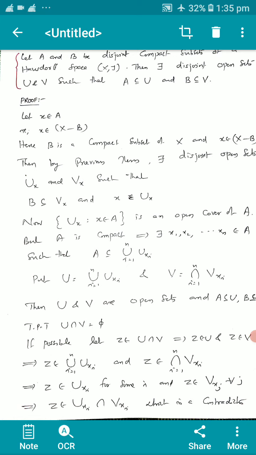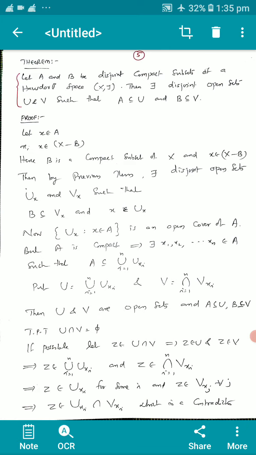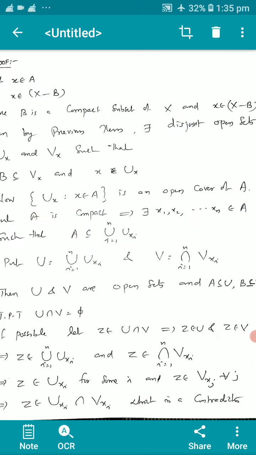Now the collection {Ux : x in A} is an open cover of A. But A is compact. That means there is a finite subcollection. There exist elements x1, x2, ..., xn in A such that A is a subset of or equal to the union of Uxi, where i varies from 1 to n.